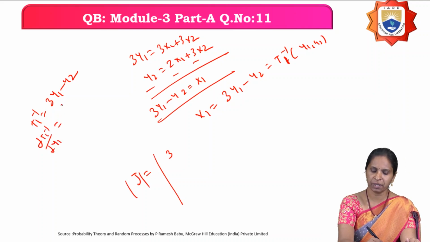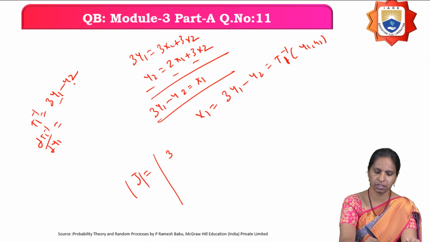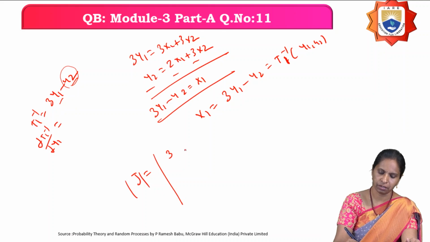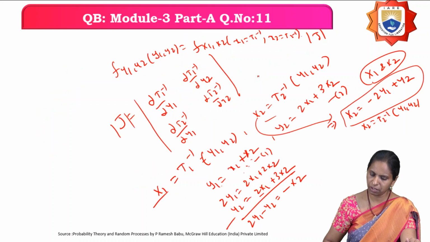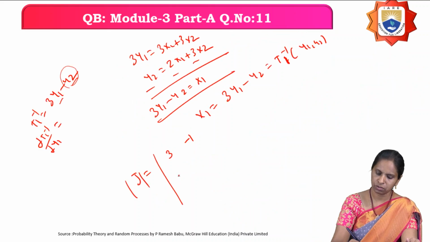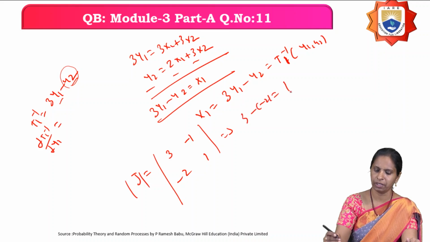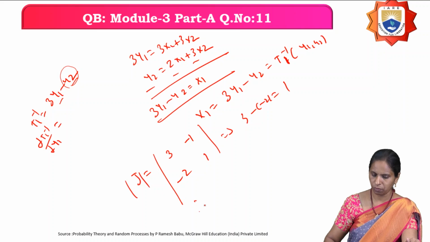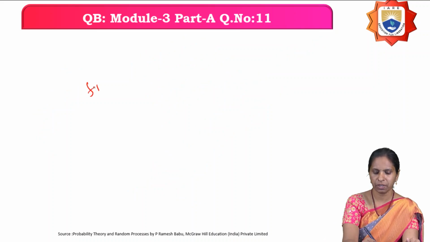So this is partial differentiation. Therefore, since it is partial differentiation, this is constant, and differentiation of any constant is 0. Therefore, 3 here. And next, with respect to y2, here this is constant, so it is 0, and we get minus 1. And the second row, minus 2 and 1. So if you calculate, you get 3 minus of minus 3 equals 1.